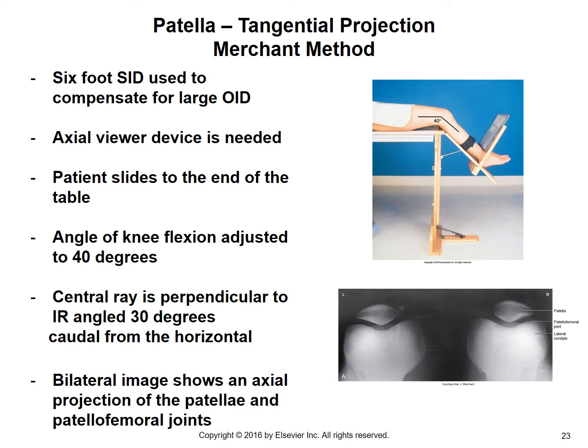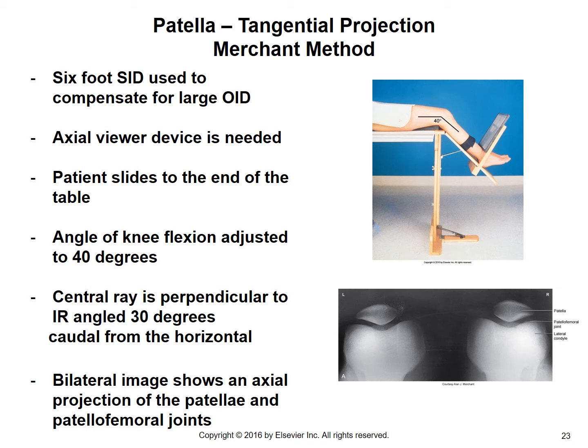Another way to do a tangential of the patellae would be the Merchant method. This is an interesting one. You've got a 6-foot SID, and that's going to be used because you need to compensate for this very large OID. Take a look at where the image receptor is. Take a look where the knees are. Look at that big OID. Remember, when you've got a big OID, the only way to compensate is to increase your SID. So for this one, an axial viewer device like is shown is needed.